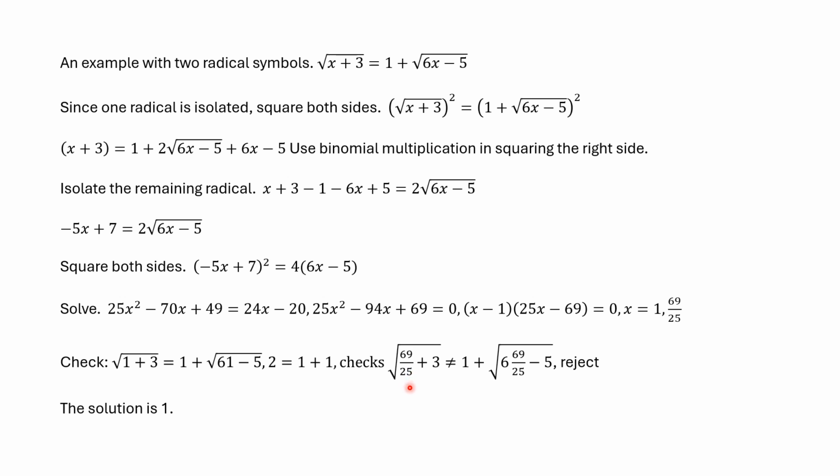The square root of 69 over 25 plus 3 is not equal to 1 plus the square root of 6 times 69 over 25 minus 5. So I would reject the second solution. So this is the technique.